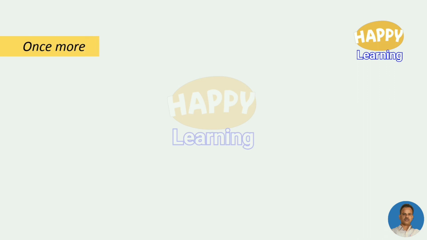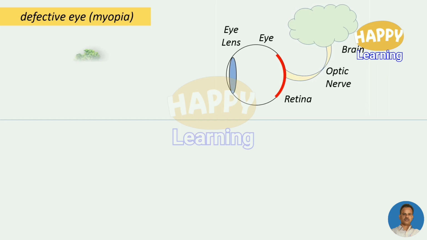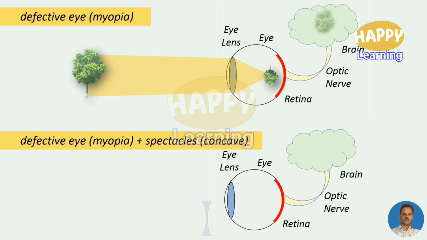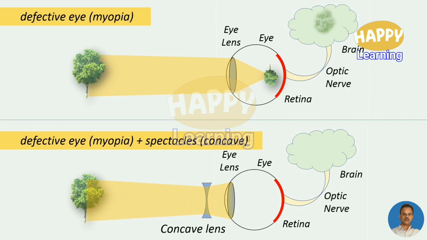Once more, a defective eye, an object, the rays are converged to a point before the retina and the image read by the brain is blurred. Whereas the defective eye with spectacles of a concave lens, there is an object, the rays are first diverged and then converged to give a clear image on the retina, and the brain reads a clear image.